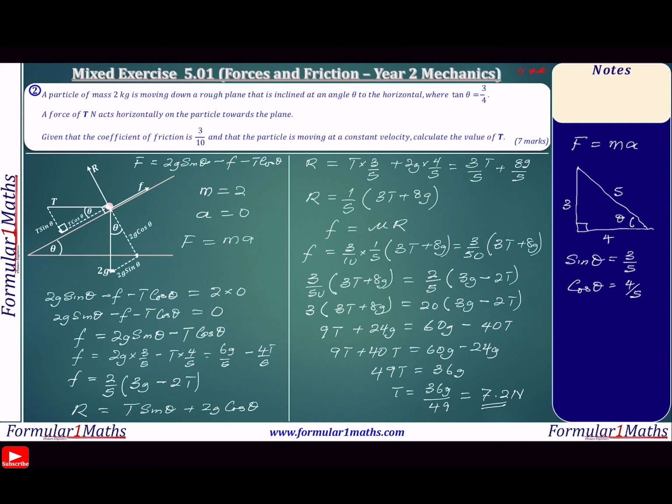And this brings us to the end of this session on forces and friction.